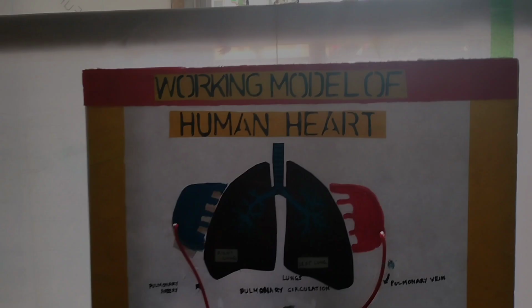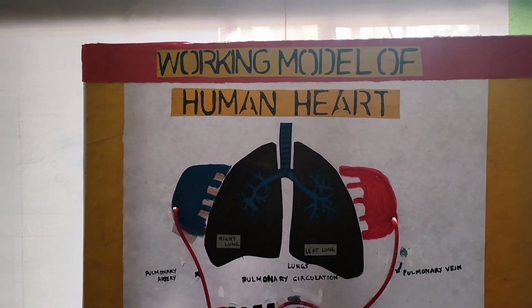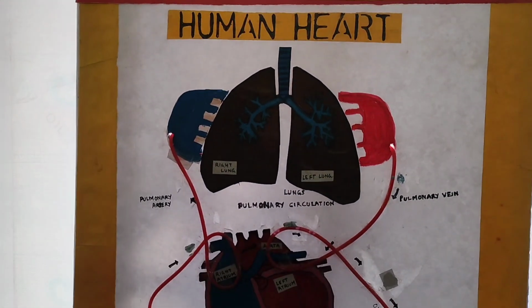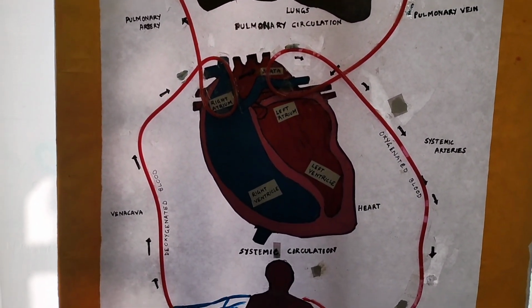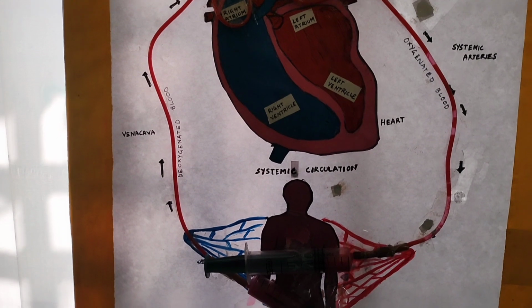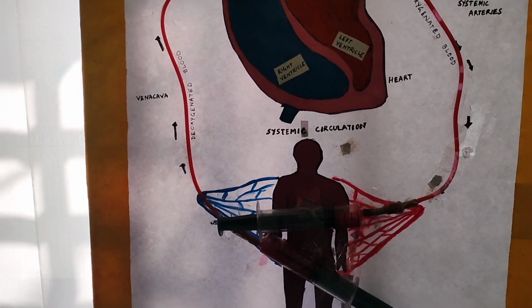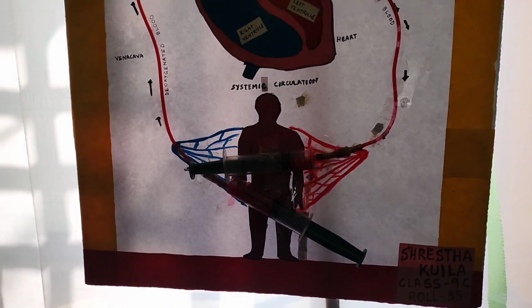A mechanism in which blood circulates twice through the heart in one complete cycle is known as double circulation. Systemic circulation and pulmonary circulation are two pathways in which the blood flows in double circulation. Double circulation is present in birds and mammals. Systemic circulation is present between the heart and the body tissues, and the oxygenated blood flows from the left ventricle to all body parts.